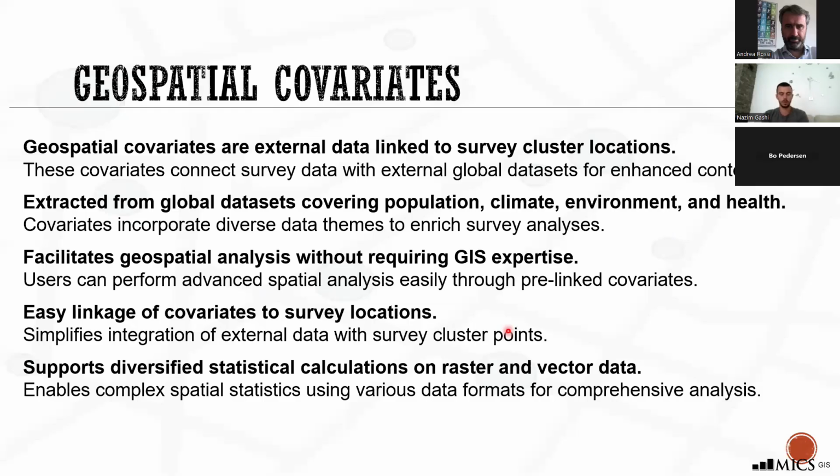So what are the geospatial covariates that we are releasing today? Basically, we are linking the survey data with external data coming from open sources. We are linking the MICS survey cluster locations with external data from different topics, most importantly population indicators, climate, environment, and health indicators. With these data sets, we are trying to make it easier for MICS users to conduct geospatial analysis without the need for GIS expertise.